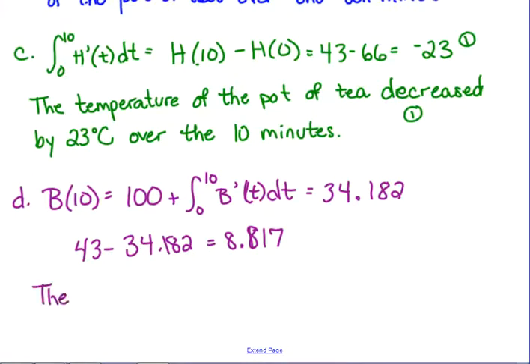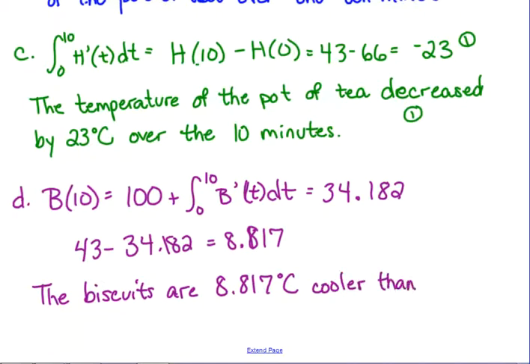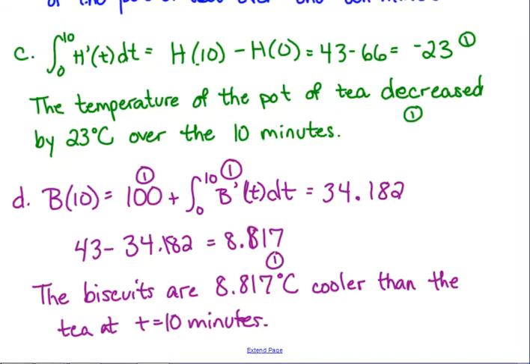So we need to write in words: the biscuits are 8.817 degrees Celsius cooler than the tea at t equals 10 minutes. Okay, so you get 1 point for this integral, 1 point for using the initial condition, and 1 point for your answer of 8.817 degrees Celsius.